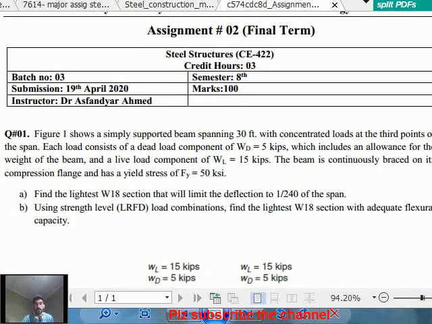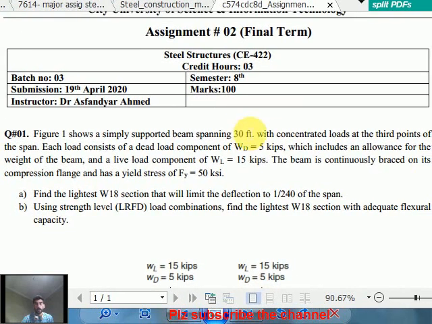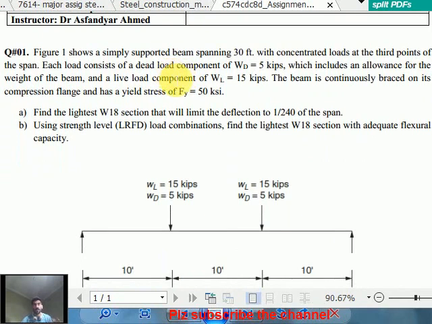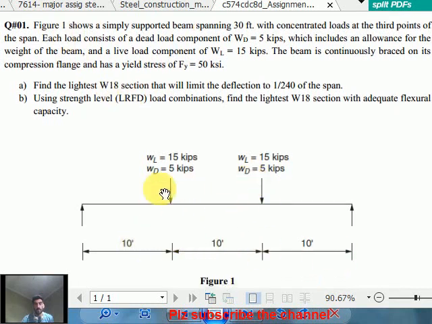You see that this assignment is relevant and related to question number 1, lecture number 1 and lecture number 14. The figure shows a simply supported beam spanning 30 feet with concentrated loads at the third points. This is important. Third points means you have to divide your span length into 3 equal parts.